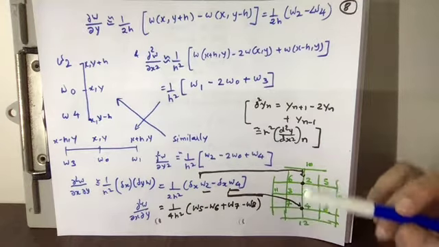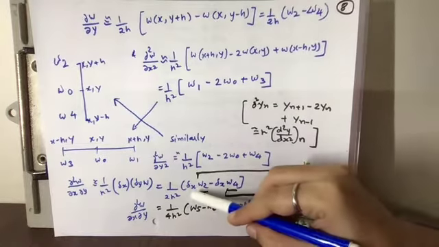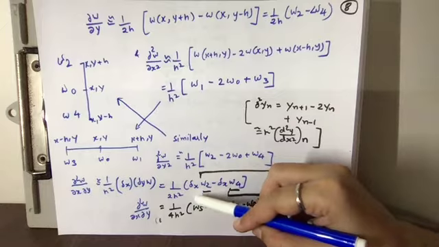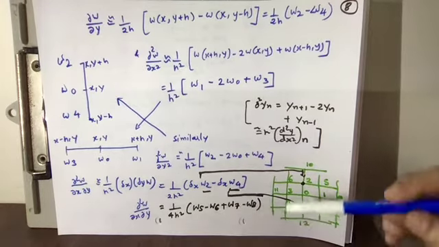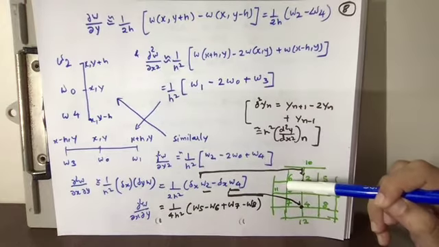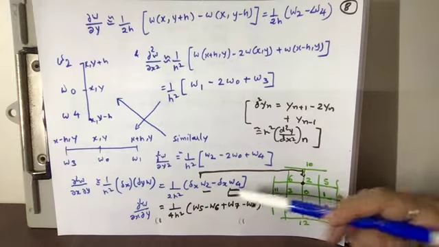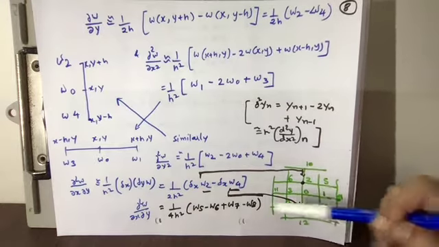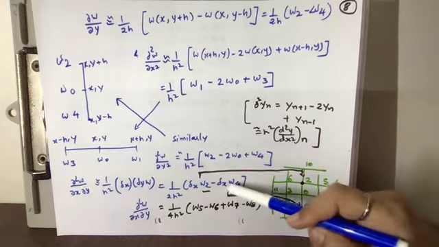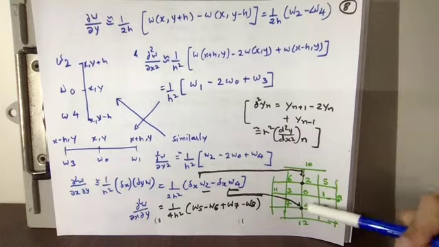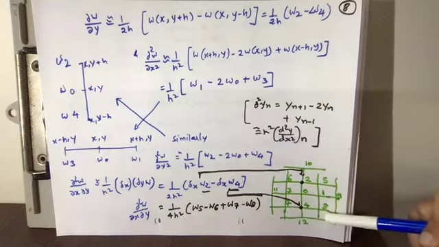To write this, we write the difference equation in the x direction of w2. So that is w5 minus w6. You can see here w5 minus w6. And for w4 again we have to write the difference equation in the x direction. So delta x w4, that is the difference equation for w4, that is w7 minus w8.